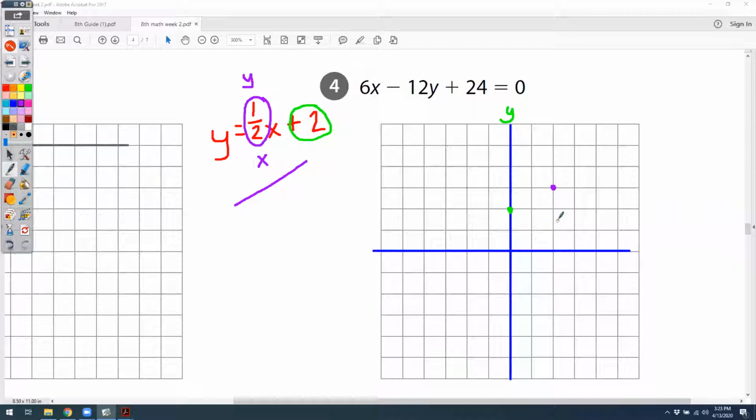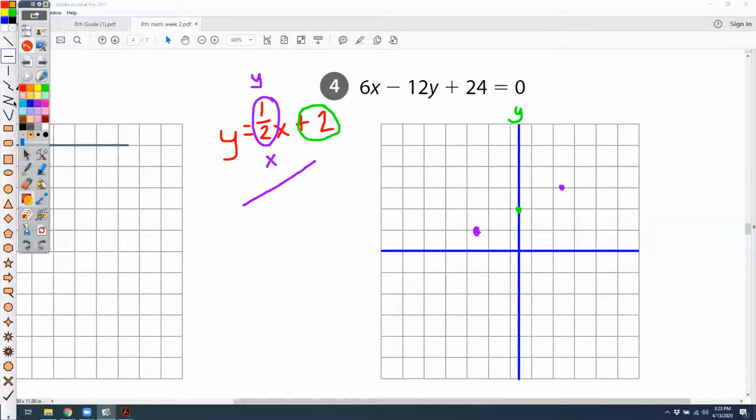To make a good, pretty line, it's probably a good idea to have another point. So I can keep going either direction as long as it follows that shape. So I'm going to go the other way just because I can. I'm going to go down 1 and to the left 2. And my line ends up like this, sort of.